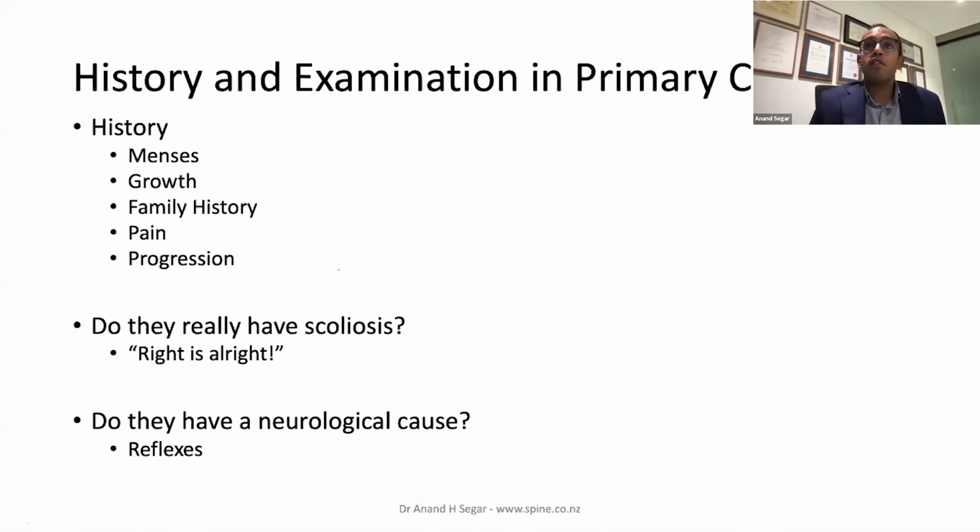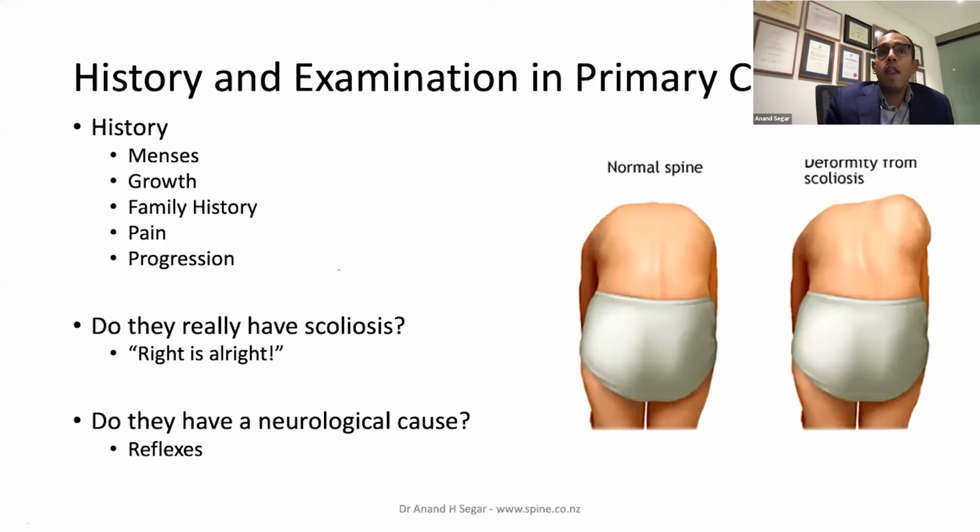The first thing you want to check in the examination is, do they really have scoliosis? So the best test for that is bending them forward. If they have a rotational deformity, as you see on the right, if they have a bump on their thorax or their flank, then they have a real scoliosis. And a right-sided bump is all right. So right is all right. A left-sided bump is something you have to worry about because there could be an underlying neurological cause. So in this schematic on the right, a right-sided bump is generally an idiopathic scoliosis.